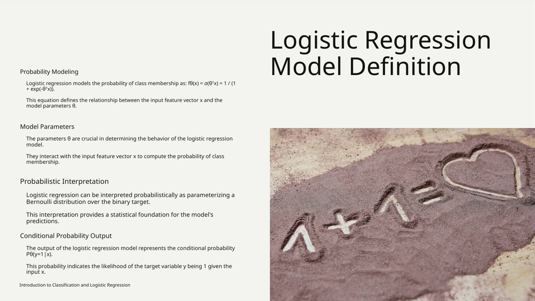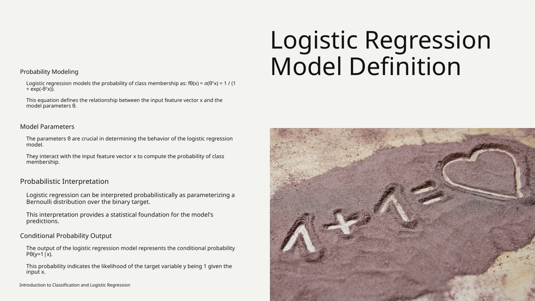From a probabilistic standpoint, logistic regression isn't just about making a guess. It frames the prediction as a Bernoulli distribution. This means we're thinking of the output as a probability, an estimate of how likely the target is to be class 1, grounded in solid statistical reasoning. And finally, the output itself is a conditional probability. P theta of y equals 1 given x. This tells us the likelihood that the target variable y is 1, given the input features.